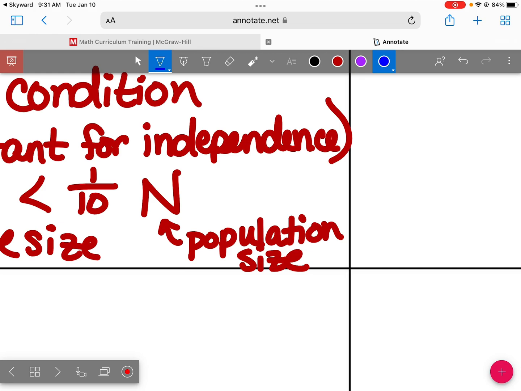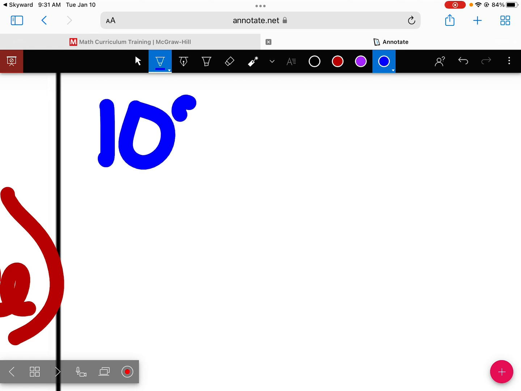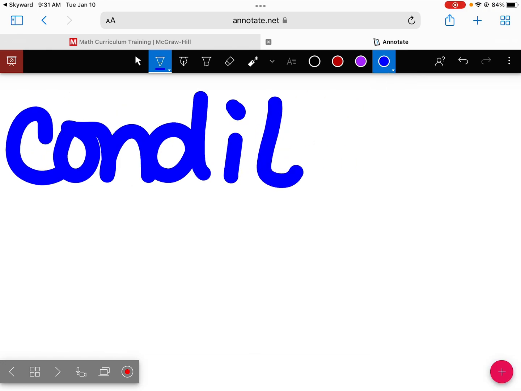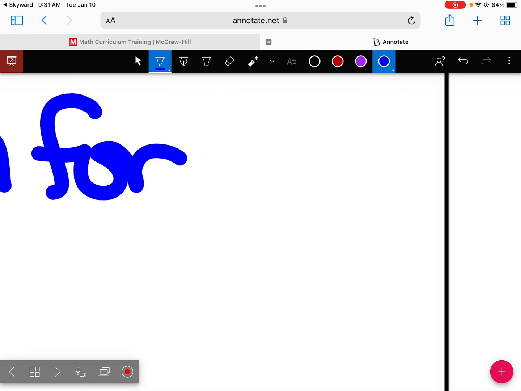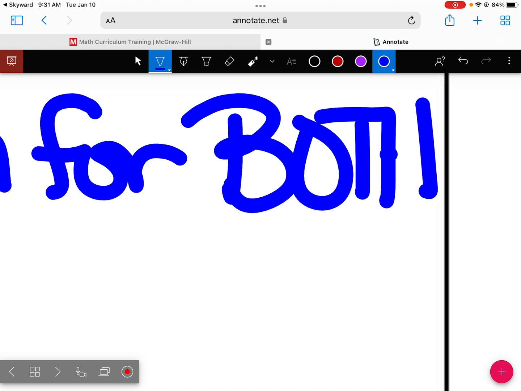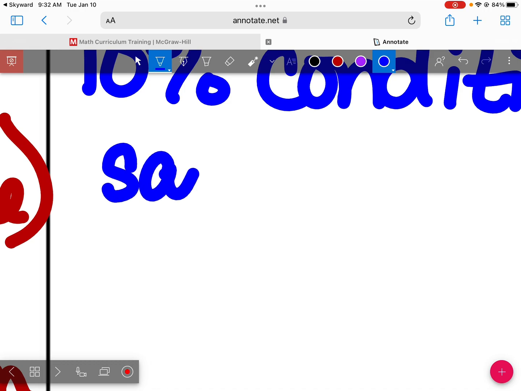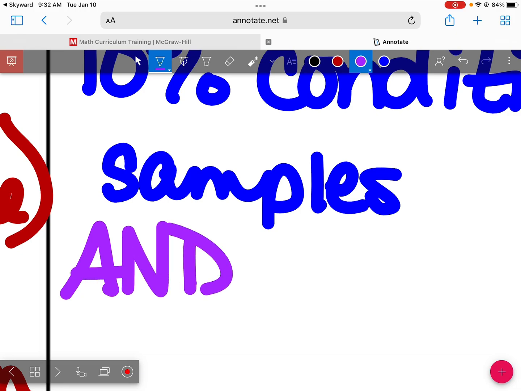What about over here? What would have to be true? Same thing, but for both samples. 10% condition has to be met for both samples. And my samples have to be independent of each other.